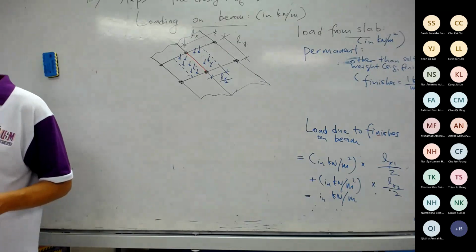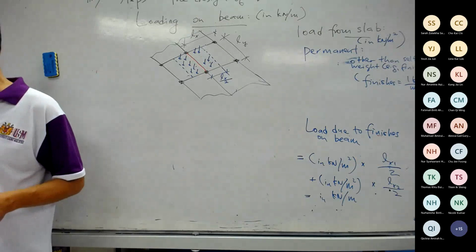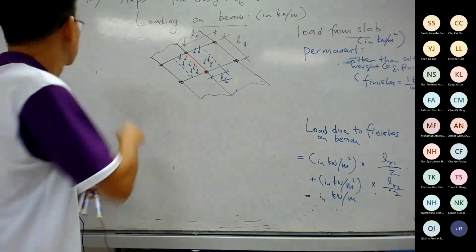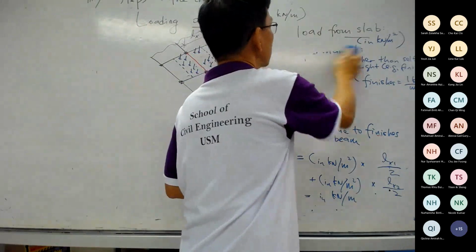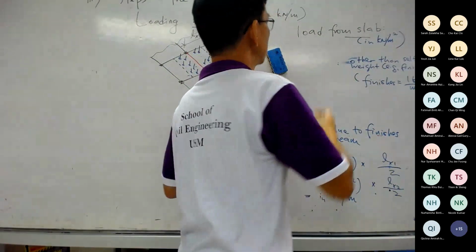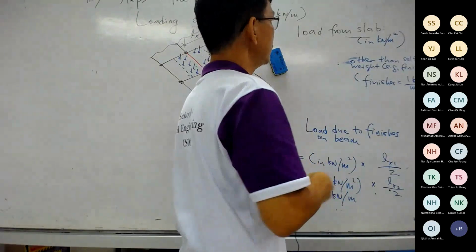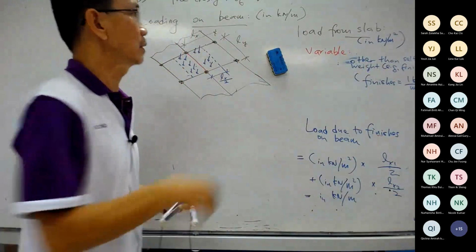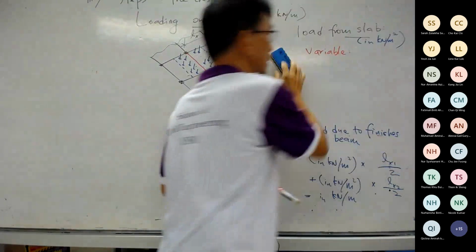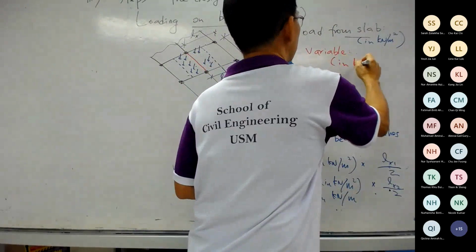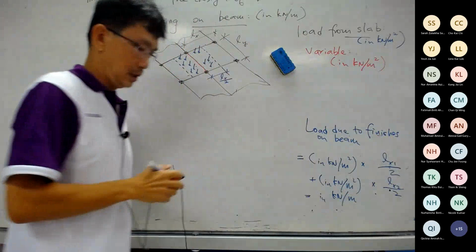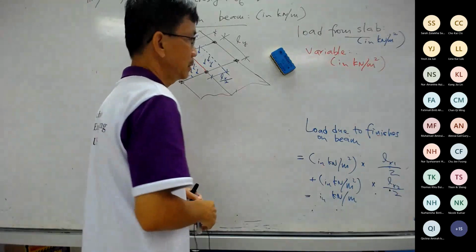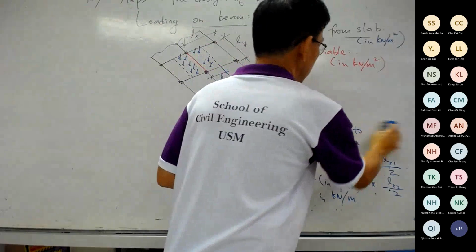So now variable load is treated in the same way. Variable load on the slab will be treated in the same way. The load from the slab has permanent and it also has variable. And variable is also directly given, in kilonewton per meter square, because this variable load is acting on the slab. That's why it's in kilonewton per meter square.